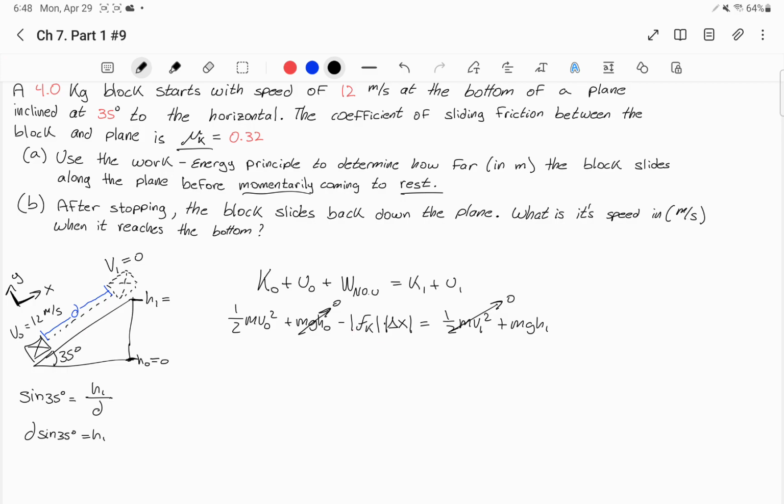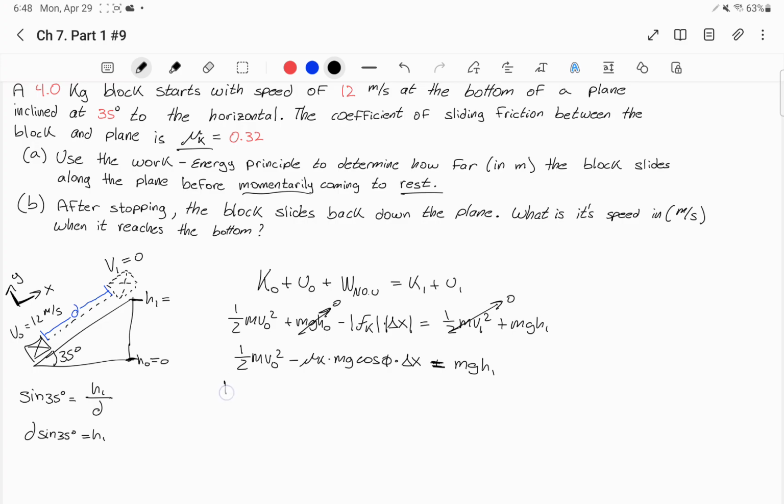And we can rewrite the force of friction as minus mu sub k times m g cosine of theta times delta x, equal to m g h sub 1.